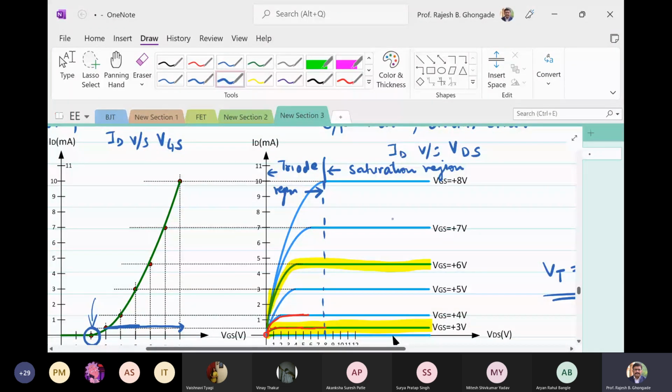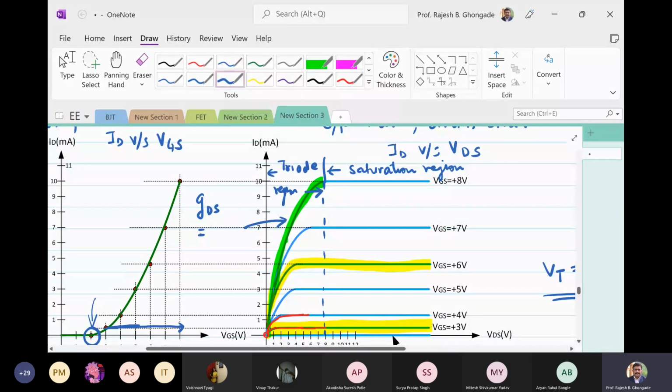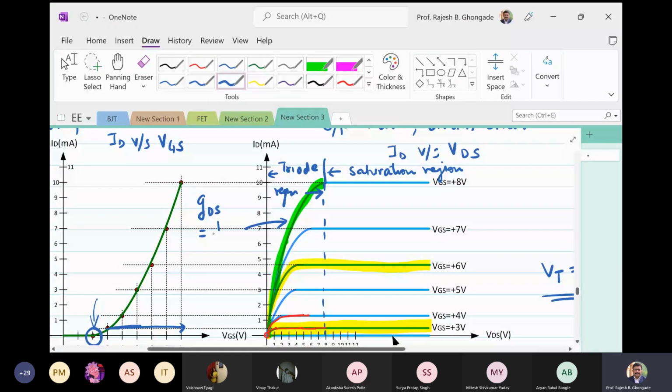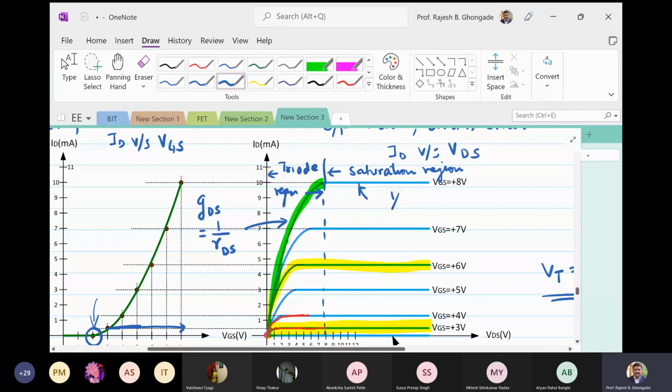Okay. Now यहाँ पे again the slope, ये जो slope है, ये कर्व का स्लोप जो है, ओके, which is called GDS, which is the output conductance, which is 1 by RDS in the triode region. और यहाँ पे इसका स्लोप अलग हो गया, तो इसको बोलते हैं 1 by RD. Just remember this.